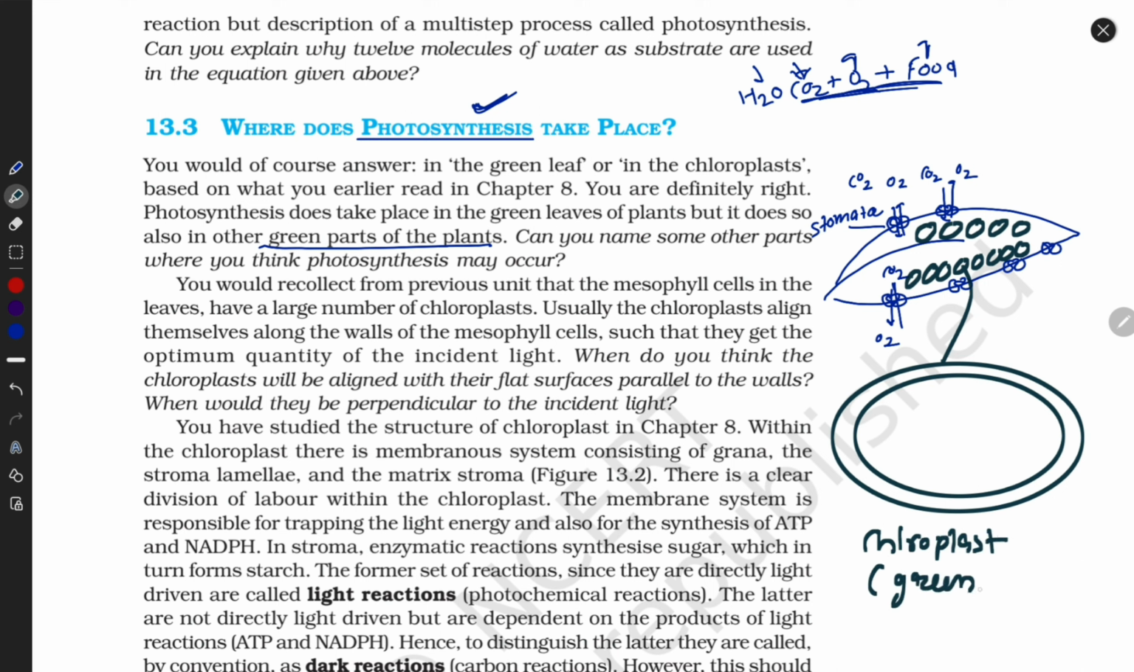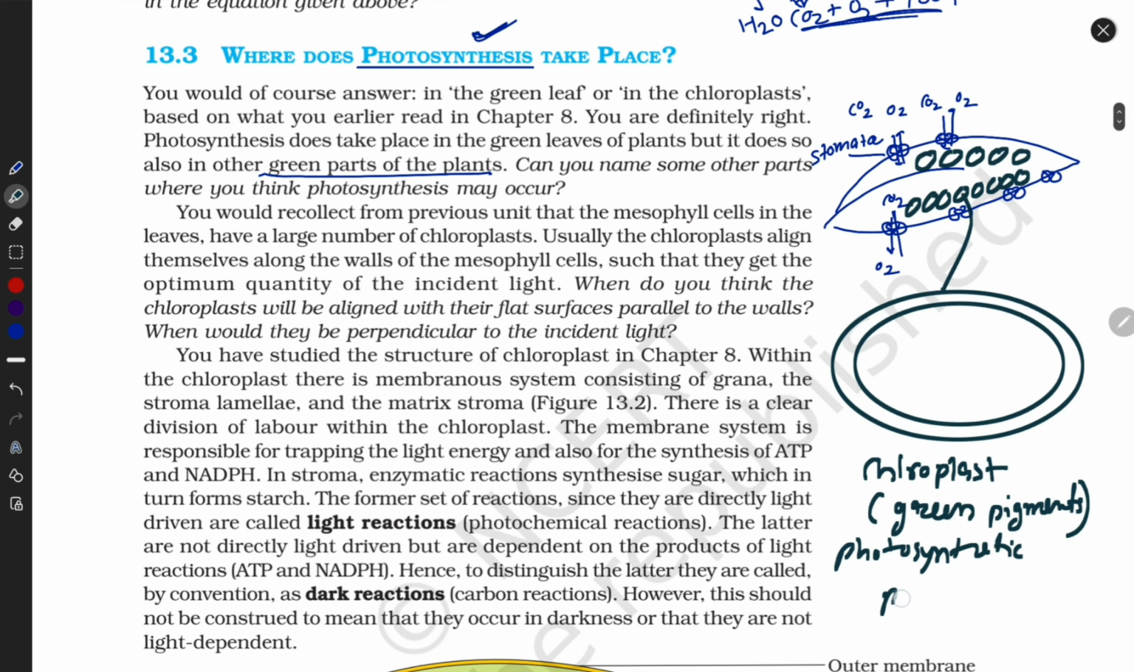They contain what? They contain green pigment. We can say photosynthetic pigment. And this is the chloroplast.